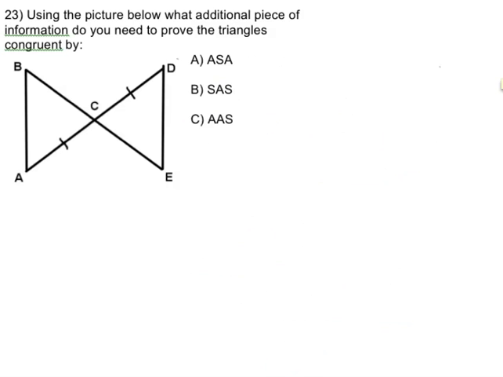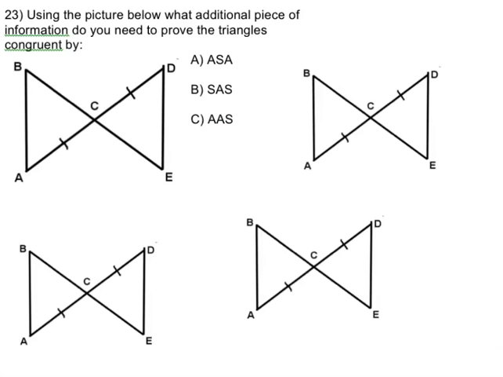All right, let's take a look at 23. 23 says, using this picture below, what additional piece of information do you need to prove the triangle is congruent by the following 3 methods? Okay, so because I've got to answer 3 different questions, I'm going to draw this triangle 3 times. Magic. All right, so I took these triangles and just redrew them 3 times so I can get some space to work on them.